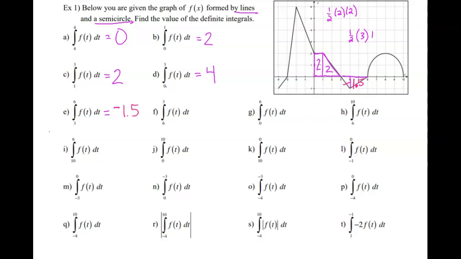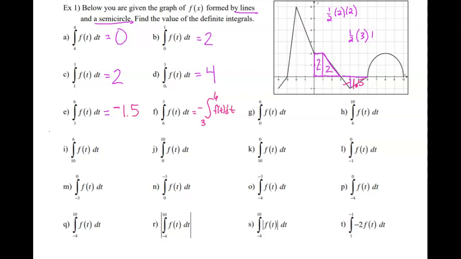Okay. Now, notice on F, you really have to start paying attention to your limits. My bigger x value is in the bottom, and it's not supposed to be. So really, I can take the opposite of 3 to 6.